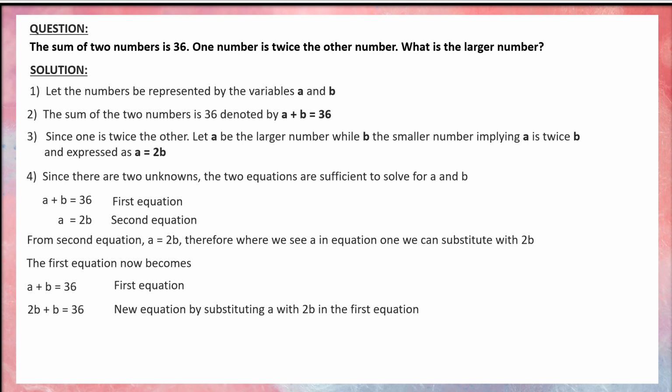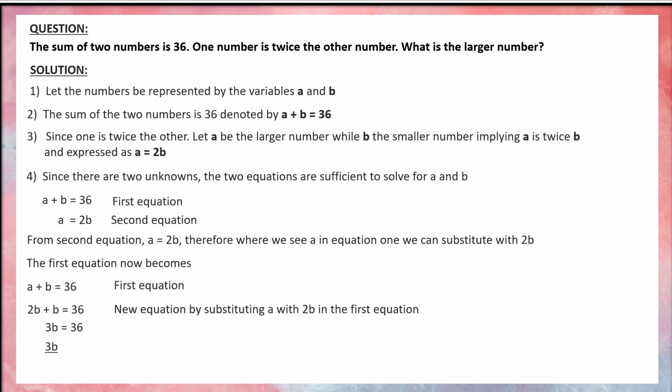So when you have 2B plus B equal to 36, we now have 3B equal to 36. Let's say B is an apple: 2B is 2 apples plus 1 apple. What do you have? 3 apples. So on the left hand side, we now have 3B is equal to 36, because 2B plus 1B, or plus B, will give you 3B.